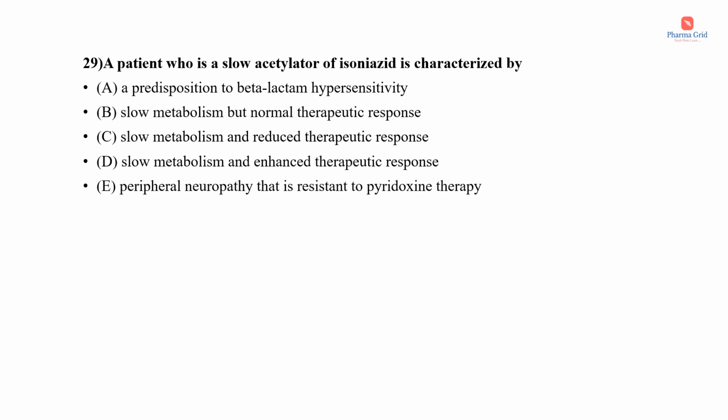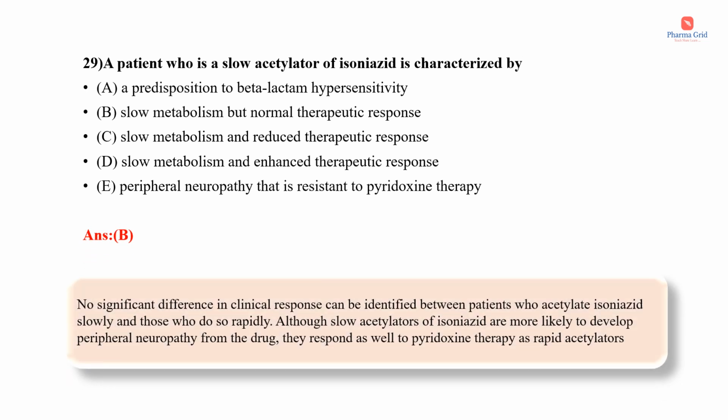Question number 29. A patient who is a slow acetylator of isoniazid is characterized by. Isoniazid is an anti-tubercular drug. The options are a predisposition to beta-lactam hypersensitivity, slow metabolism but normal therapeutic response, slow metabolism and reduced therapeutic response, slow metabolism and enhanced therapeutic response, peripheral neuropathy that is resistant to pyridoxine therapy. Here the correct answer is option B, that is slow metabolism but normal therapeutic response.